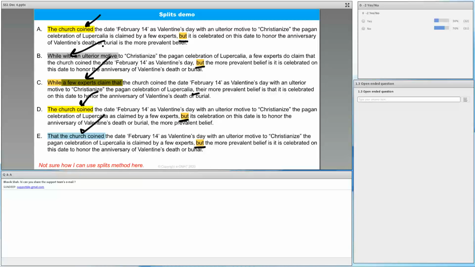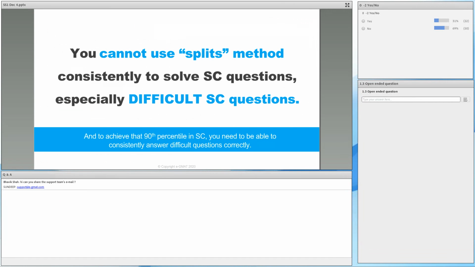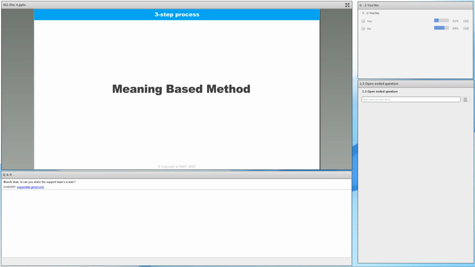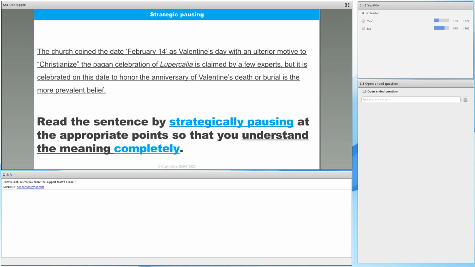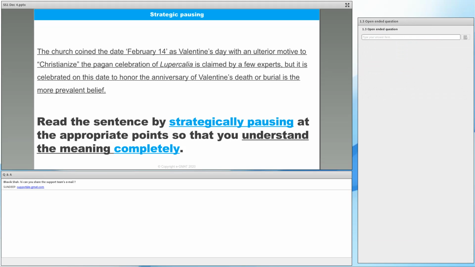If you followed the splits methodology, you likely got this question wrong. Frankly, most difficult SC questions cannot be solved using this methodology. If you attend our session next Saturday, I'm going to demonstrate multiple examples. So let's look at this question and solve it using the meaning-based approach, which Pyle Tandon, my co-founder, actually invented. We're on the third iteration of this approach, and it is the approach that pretty much every test company is trying to follow right now.